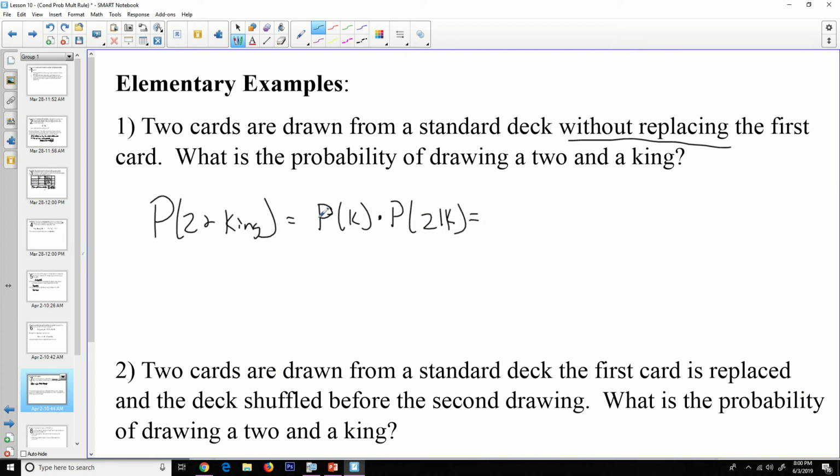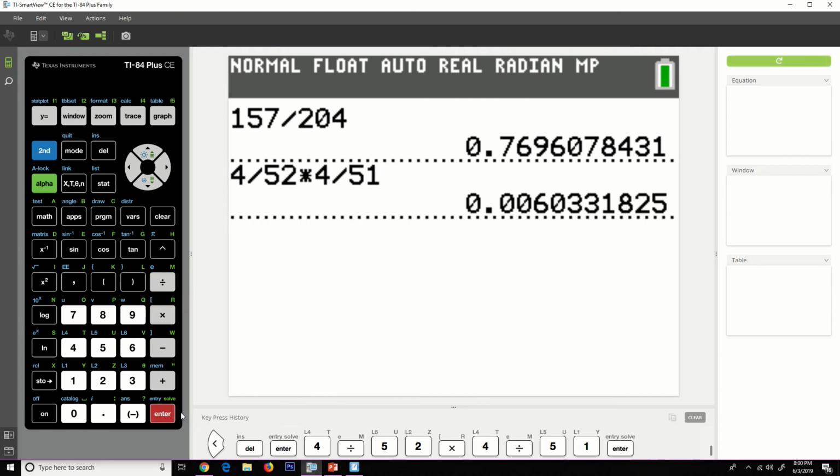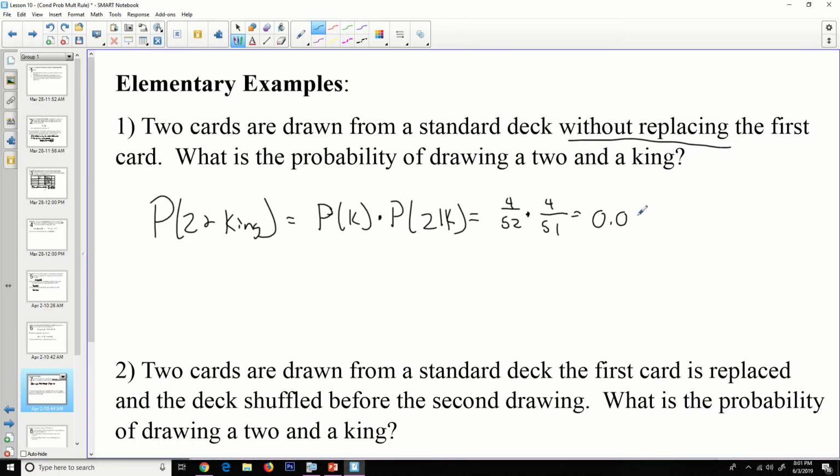So the probability of drawing a king is going to be 4 out of 52. And since I have a king, I have one less card, so I only have 51. But there are 4 2s in there, so I have 4. Since my numbers aren't going to come out real nice, I'm just going to let the calculator do that. 4 divided by 52 times 4 divided by 51, and we get 0.00603. Not the best chances in the world.